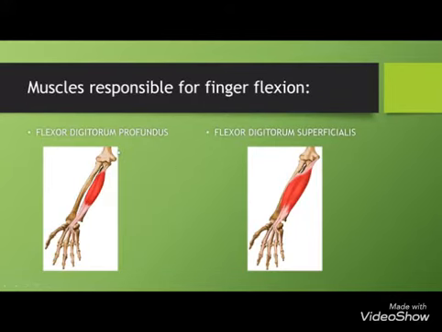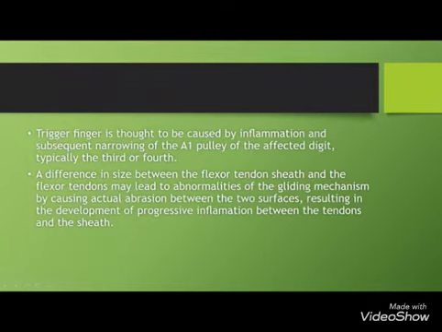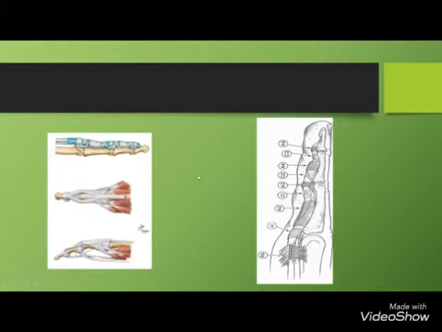The basic muscles responsible for finger flexion are flexor digitorum profundus and flexor digitorum superficialis. Okay, trigger finger is thought to be caused by inflammation and subsequent narrowing of the A1 pulley of the affected digit, and typically the 3rd and 4th digits are affected. This is the A1 pulley.